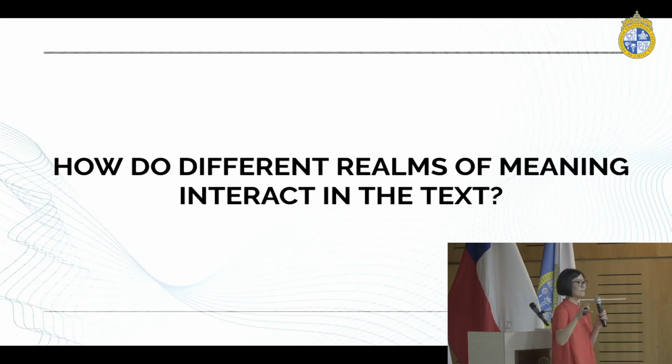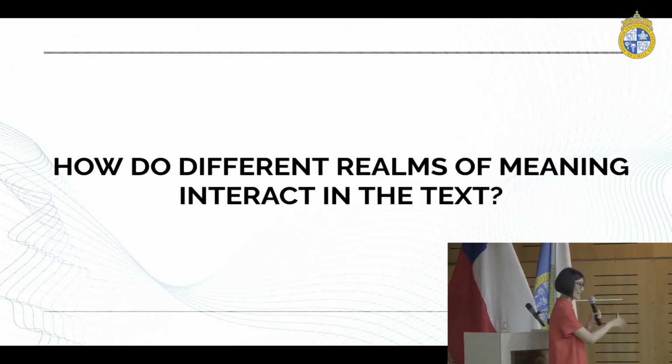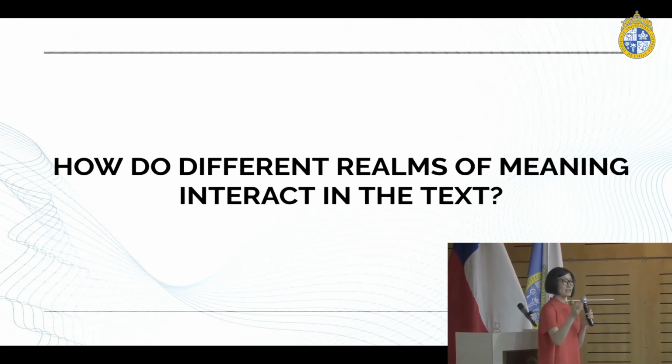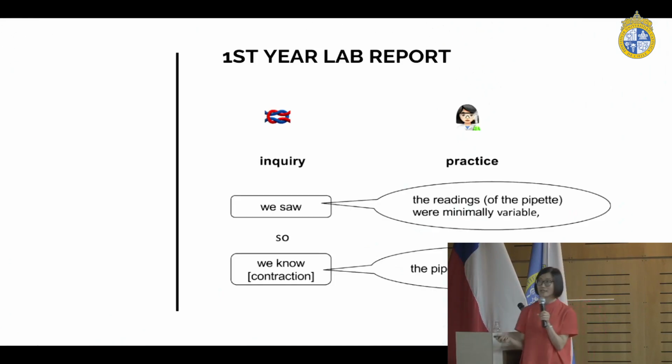I'm going to give you snapshots of how they interact across 4 different texts, right? First year laboratory report, second year lab report, third year research report, and fourth year, this final year research report. So this interaction allows you to see a certain development of their meaning-making resource and then their knowledge. Okay, first year lab report.